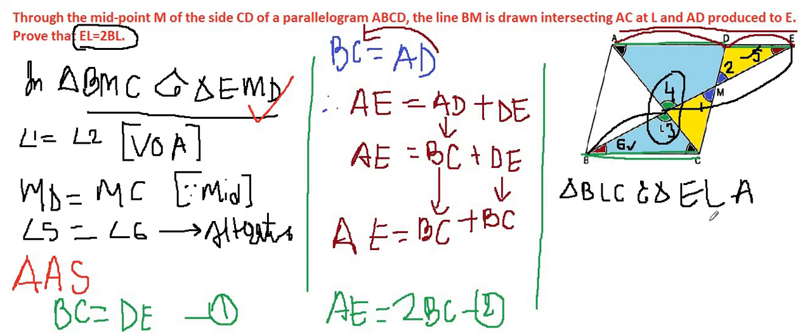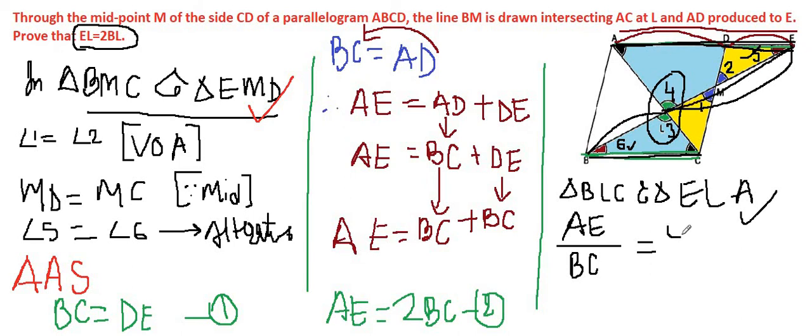Then by AA similarity we can say that these two triangles are similar to each other. Using the corresponding parts of similar triangles rule, we can say that AE by BC, this side AE, where is the AE? This AE from this triangle will be the ratio of the sides of this triangle, is equal to EL by BL.